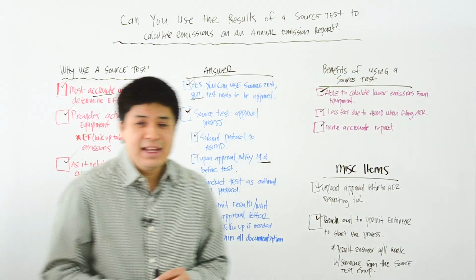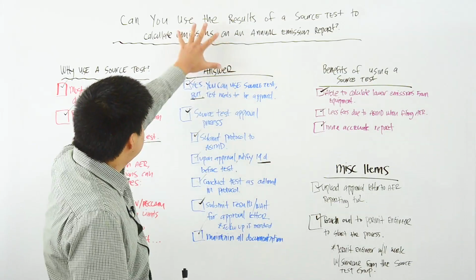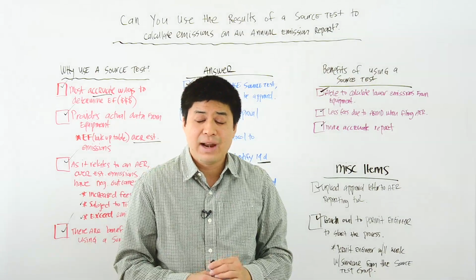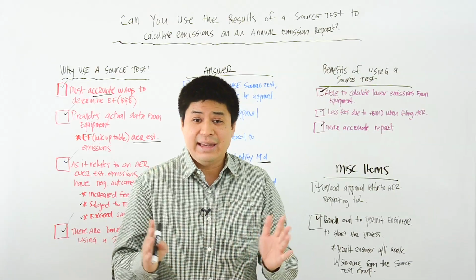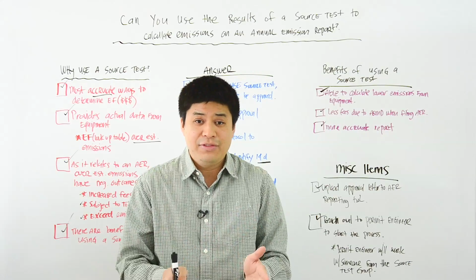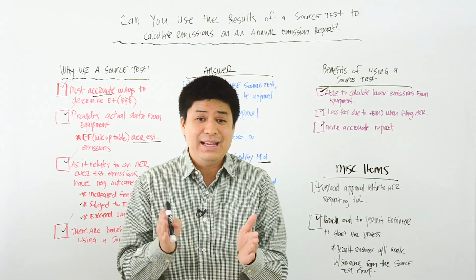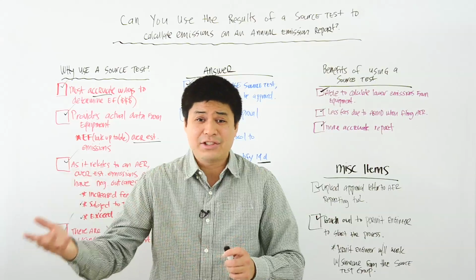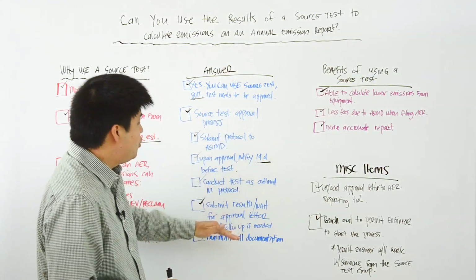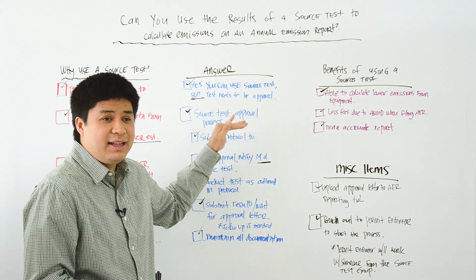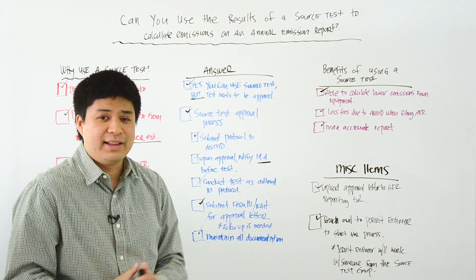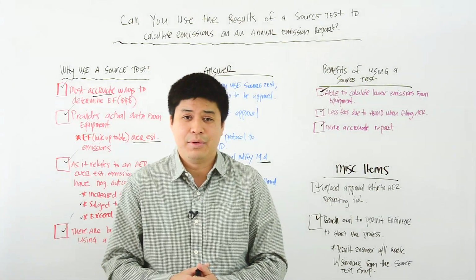So there you have it. The answer to this question, can you use the result of a source test to calculate emissions on your annual emission report? And the answer is yes. And if you have the data, you should use it, granted that it's approved. And if you don't have the data, but you can go out there and measure the data, or you can obtain the data, then be sure you go through the proper process to get the test approved so you can use the test when calculating emissions on your annual emission report.